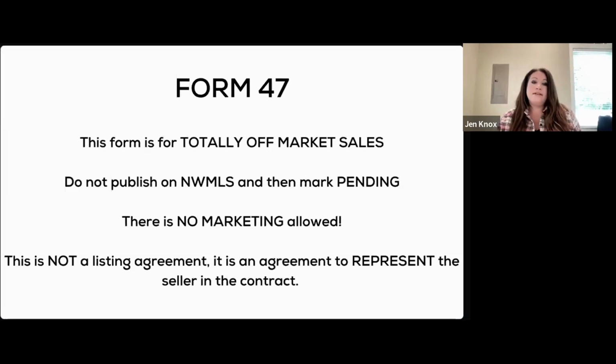Now, Form 47 is, like I said, for totally off-market sales. They do not get published and then marked pending. There is no marketing allowed. This is not a listing agreement. This is an agreement to represent a seller in the contract. And by writing this up, you are given permission to write up that contract. If we don't have some sort of representation for either a buyer or a seller, then we actually have no permission to be writing up contracts for people.